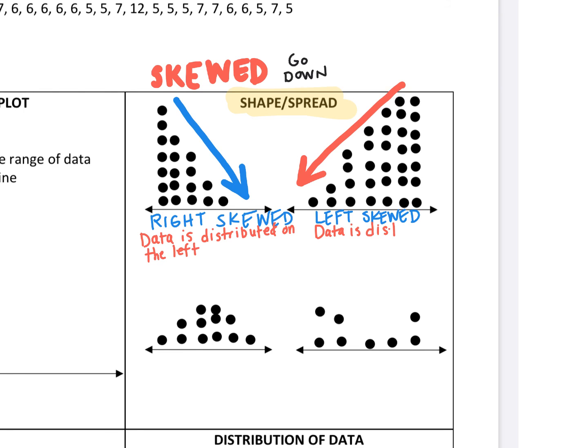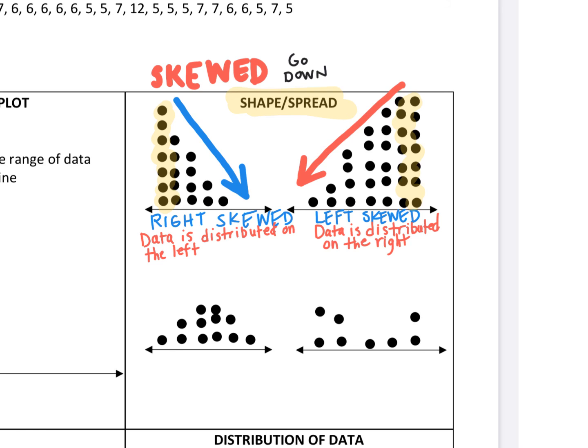Make sure you write this stuff down. Distributed on the right. That means most of the data we see is getting bigger and bigger on the right-hand side. Okay, you notice over here it's getting taller and taller and taller, where over here it's getting taller on the left-hand side. So we have left skewed, which is going down on the left, and right skewed, which is going down on the right. Let's talk about our next one.